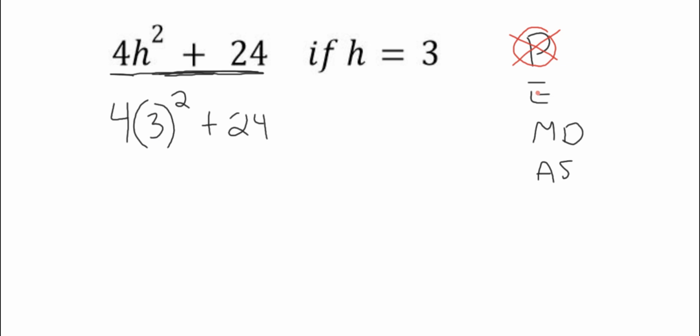Next, we go to E, which is an exponent. So that means we're going to focus on this piece right here. Just the exponent. 3 squared. 3 to the second power. So what does this mean? This means that they want me to multiply 3 times itself 2 times. So 3 times 3. 3 times 3 is 9.